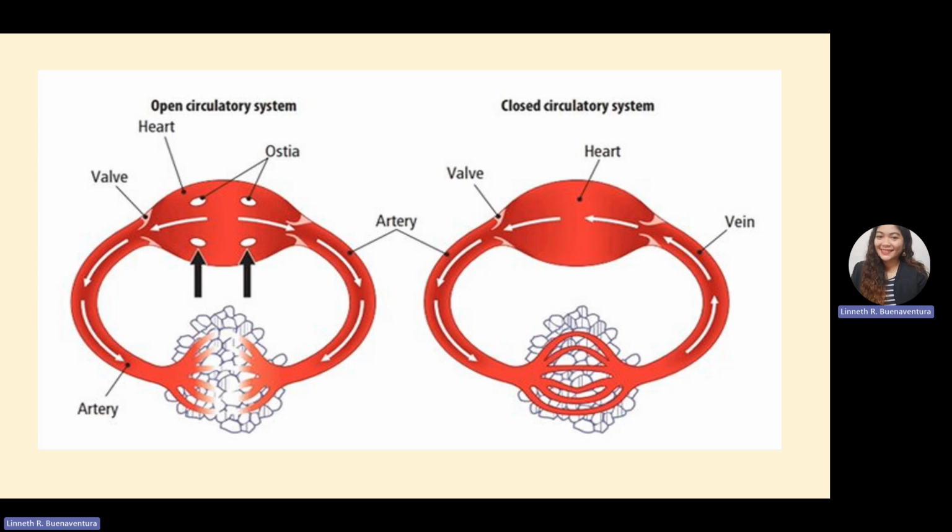It is an open circulatory system because the blood can directly flow or be transported through the holes known as the ostia throughout their circulatory system. While the closed circulatory system doesn't have any holes, known as ostia. It is closed because from the end of the arteries and capillaries, there is no opening.